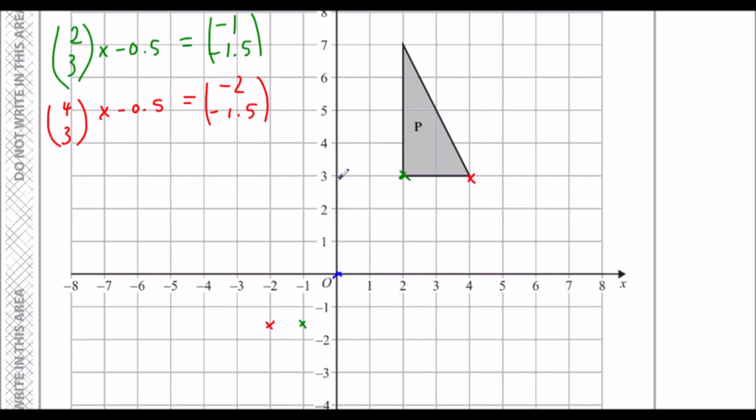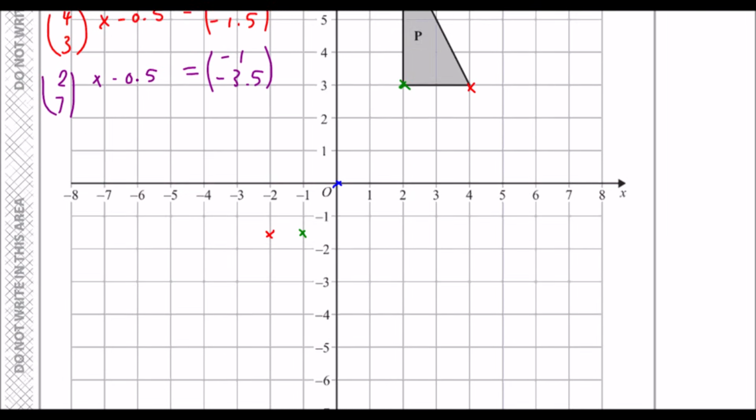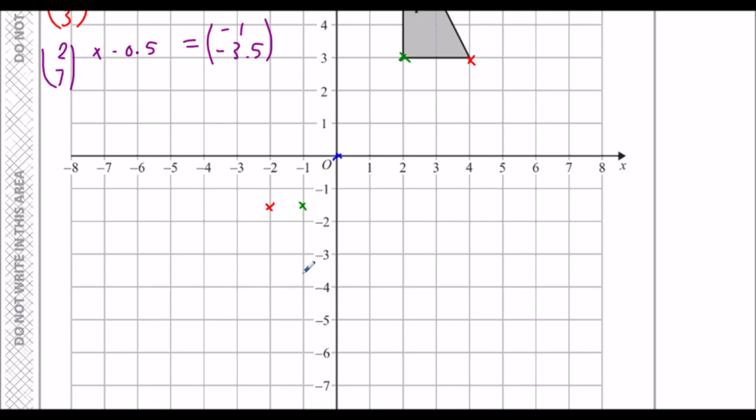And we'll have a purple coordinate. So 2, 7 at the moment. Times it by -1/2. 2 times -1/2, -1. 7 times -1/2, -3.5. So back 1, down 3.5. So there's our triangle. We just need to join it up now. And we label it Q.